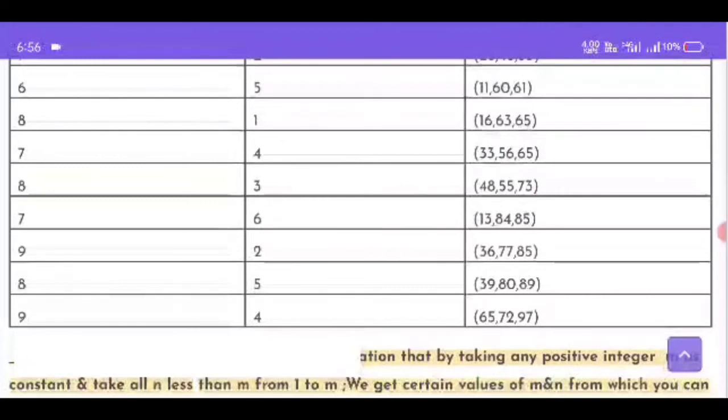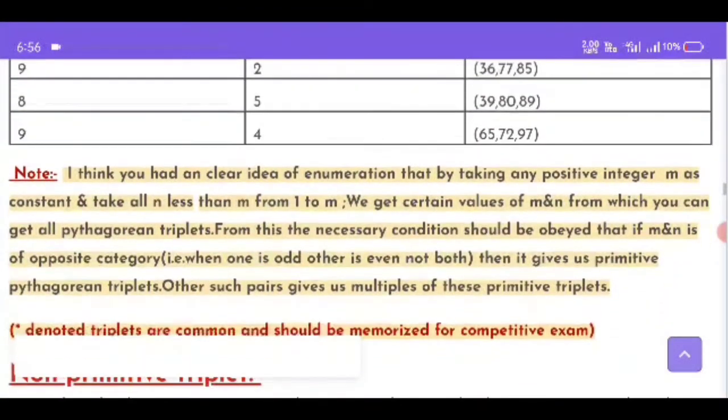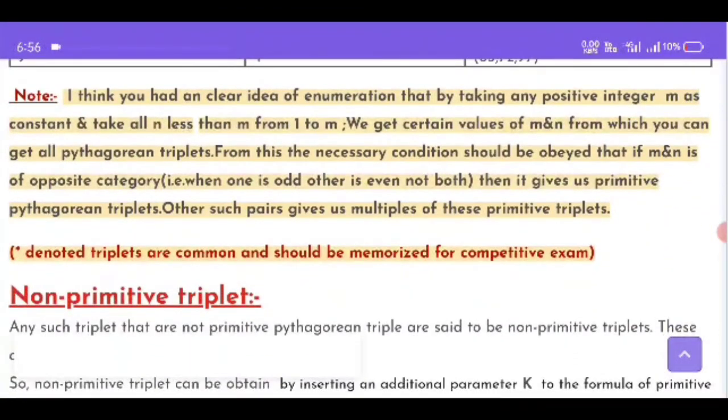So note below that I think you have a clear idea of enumeration. Enumeration means the way of counting numbers: by taking any positive number m as constant and taking all n less than m, from 1 to m, we get certain values of m and n from which we can get Pythagorean triplets. The necessary condition is that m and n should be of opposite parity. When one is odd, the other is even, not both, then it gives primitive Pythagorean triplets. And one should note that m is always greater than n. Other such pairs give us multiples of these primitive triplets. So the asterisk-marked triplets are common and should be memorized for competitive exams, as I already warned you.